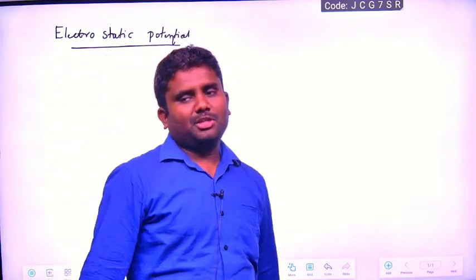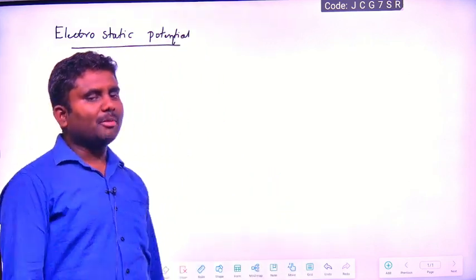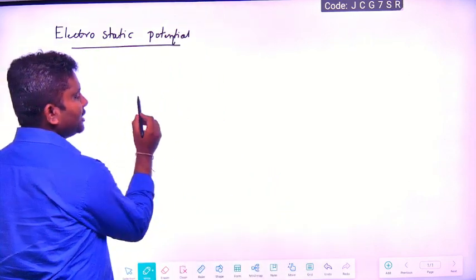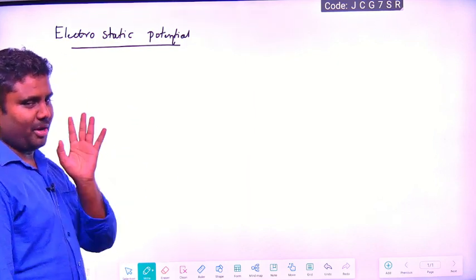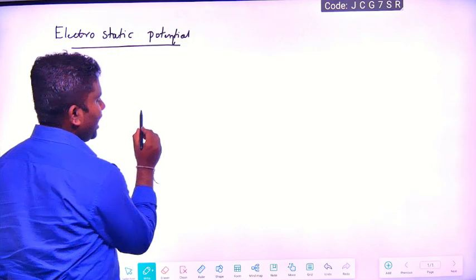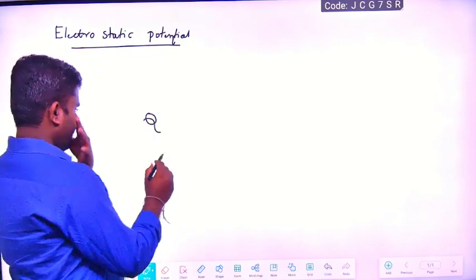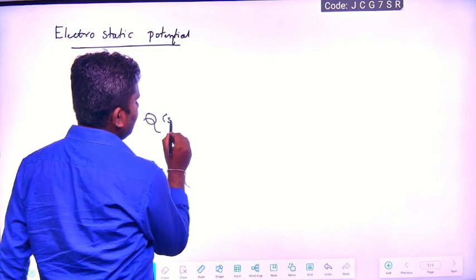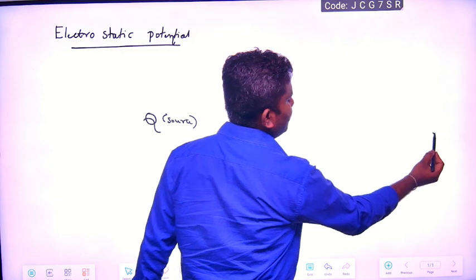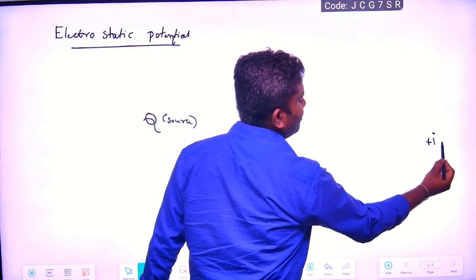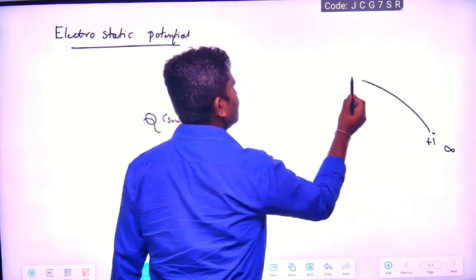So electrostatic potential, we already discussed, right? What is potential? It is the amount of work needed to bring a unit positive charge from infinity to one point. I said the charge is the source charge Q. You are bringing one unit positive charge from infinity to a point, for example, point A.